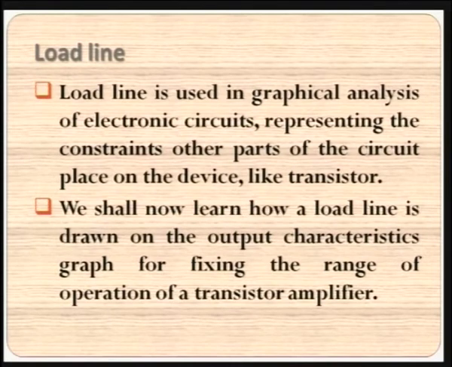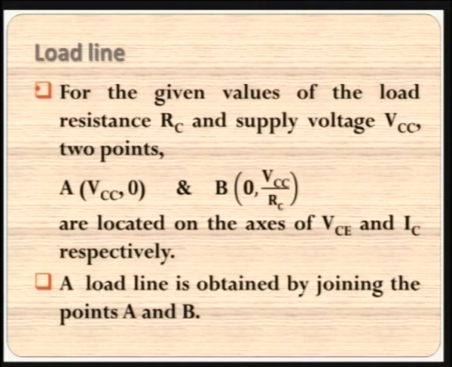We shall now learn how a load line is drawn on the output characteristics graph for fixing the range of operation of the transistor amplifier. For the given values of the load resistance RC and supply voltage VCC, 2 points, namely A and B. Here A is (VCC, 0) and B is (0, VCC divided by RC), are located on the axis of the VCE and IC respectively. A load line is obtained by joining the 2 points A and B.